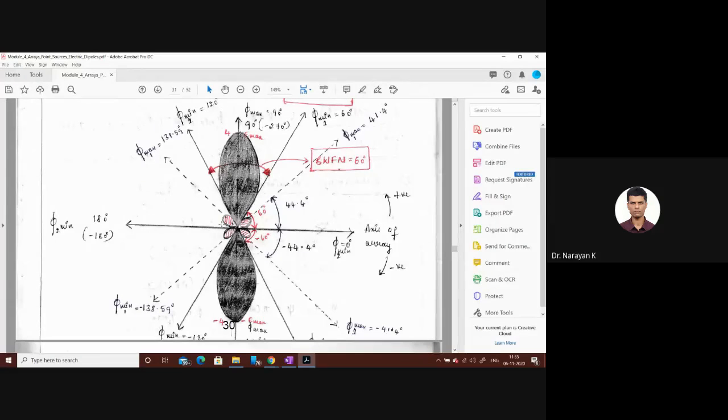Got it? How this is drawn? Purva Chandra Prakash, have you understood? Yes, sir. Any doubts, please ask me. Mahima, understood? Yes, sir. Okay.